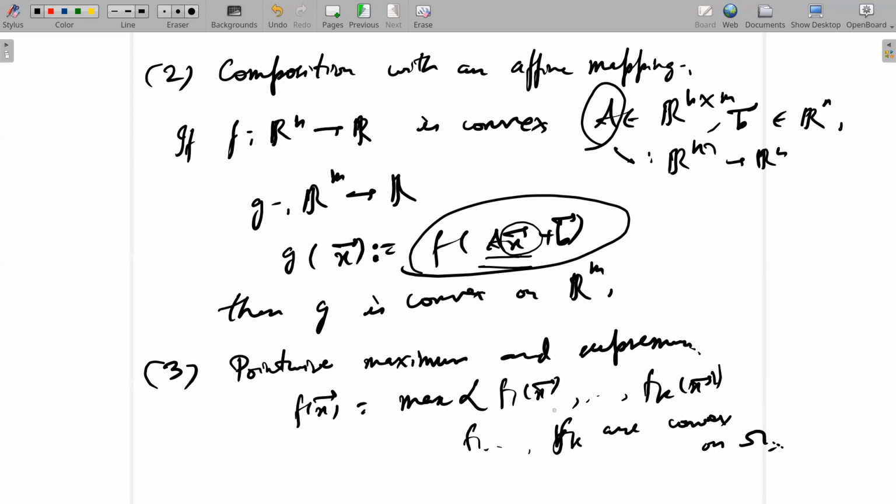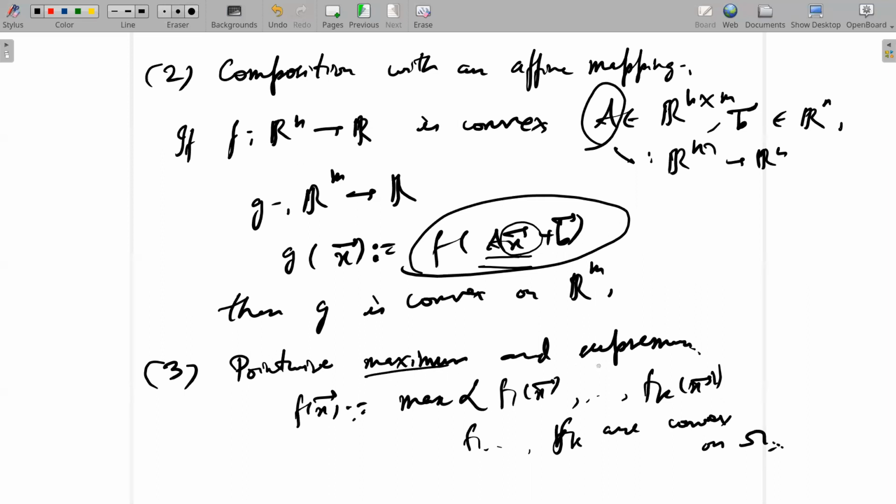All right, so how to prove this will be left as an exercise. I mean, it's just a matter of checking Jensen's inequality. So with this definition, you just have to check that f of lambda x plus 1 minus lambda y is always going to be less than or equal to lambda f of x, and then use this definition. All right. So pointwise maximum and supremum.